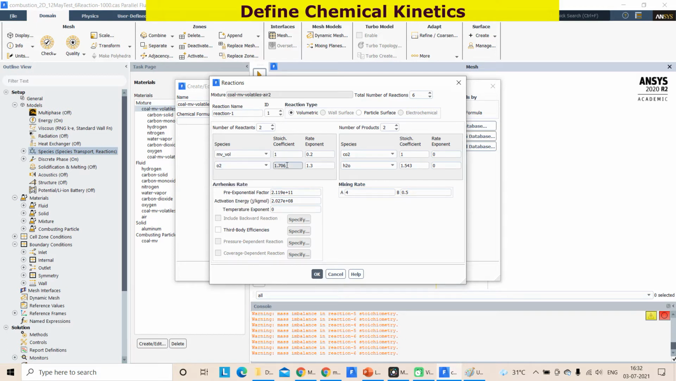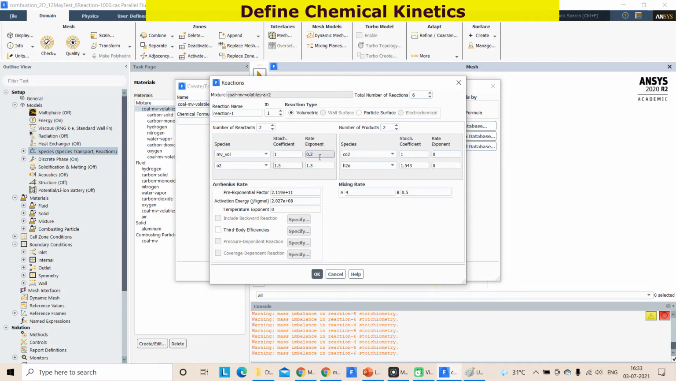This stoichiometric coefficient you have to select as per the reaction. It may be 1, or I can give 1.5. If the default is 1.5, you can keep the default, or you can keep it as per your chemical kinetics, that we can modify.